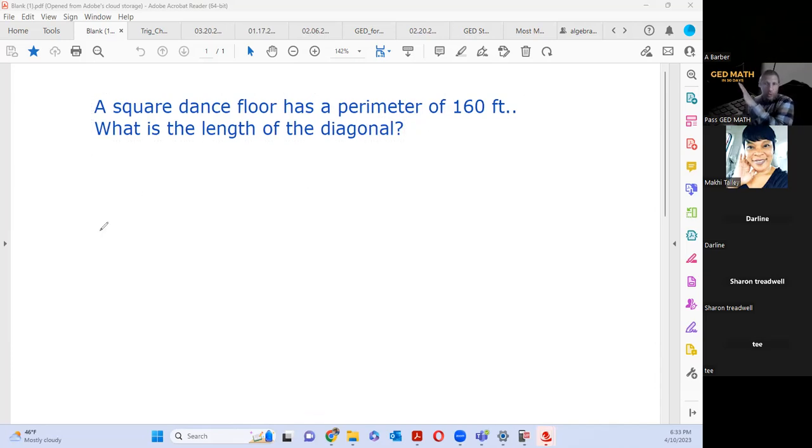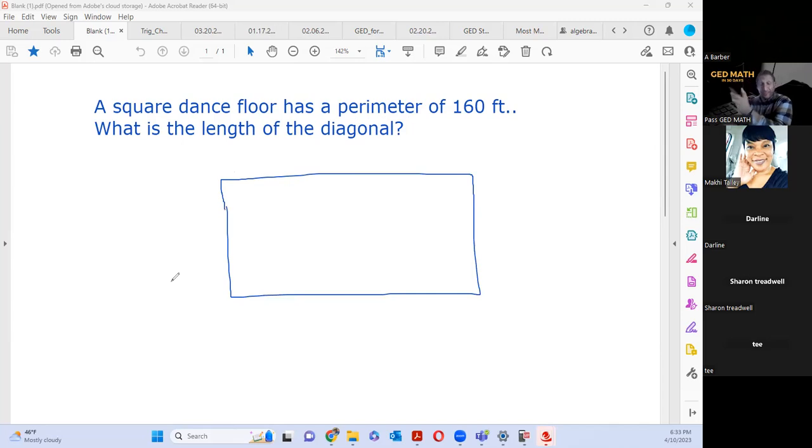The first thing you want to do while you're practicing is draw something. Draw it out. If it's a perimeter problem with a square, draw the square.